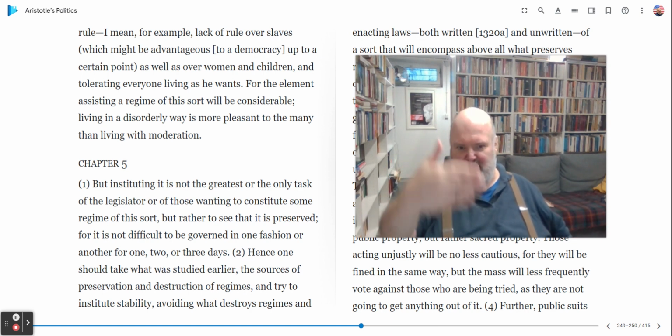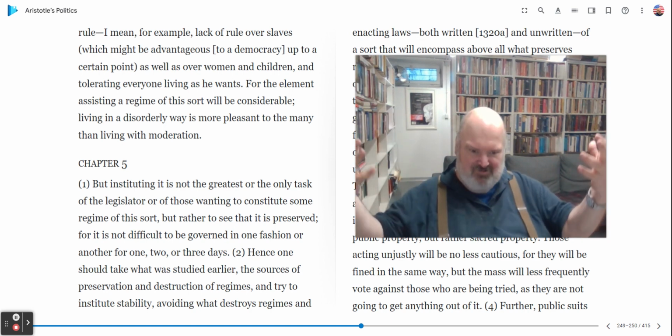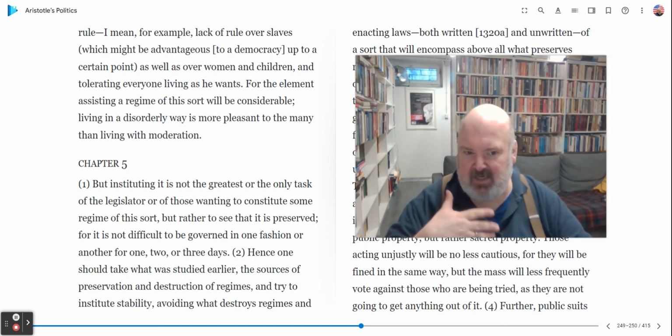So therefore, the women, the slaves, the children, the vulgar, this huge group, they're going to be assisting the regime. This element assisting a regime of this sort, right? That's why it's support. That's why this is its stability in that sense. This is its power, maybe.